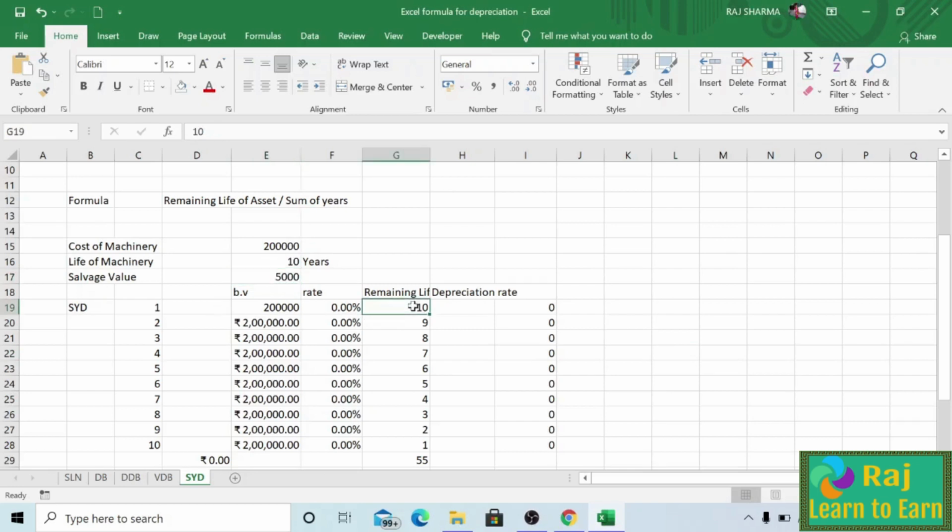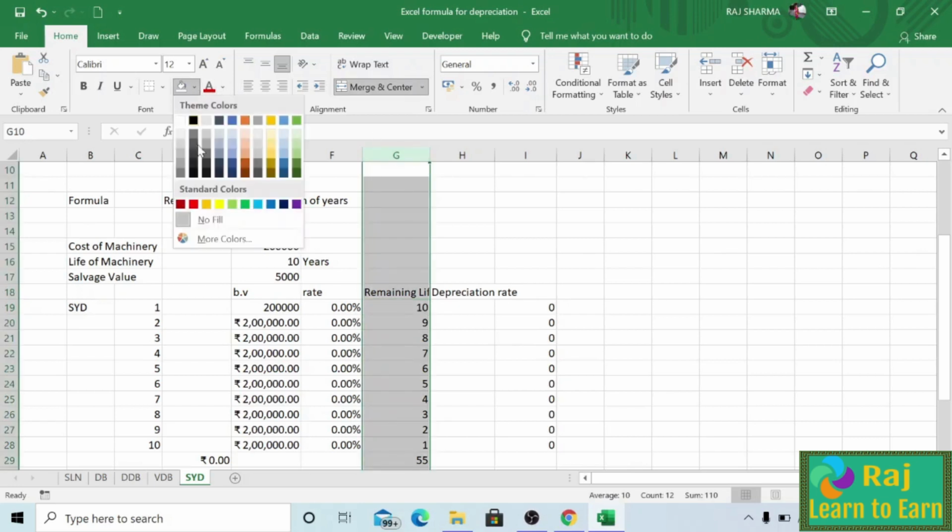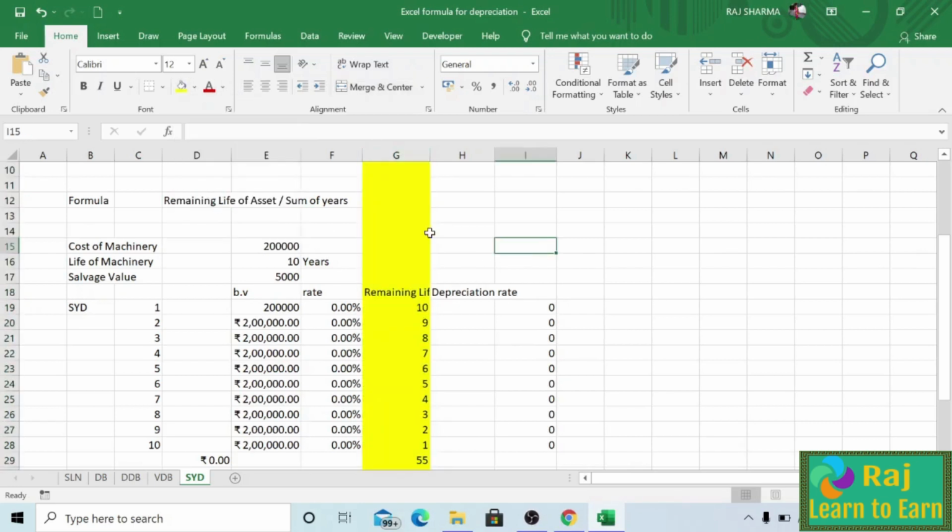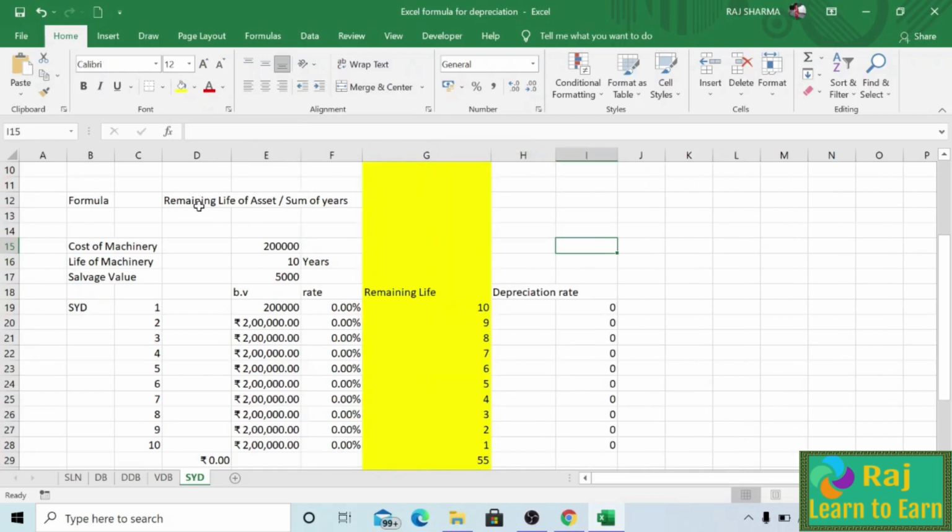So at the beginning, in the first year, 10 years is left. In the second year, just focus on this cell, I'll highlight it. So we are working out the remaining life. In the first year, 10 years are left for depreciation. Second year, 9 years are left. And third year, 8 years are left. Like that, we have worked out. Then the summation of all these is 55.